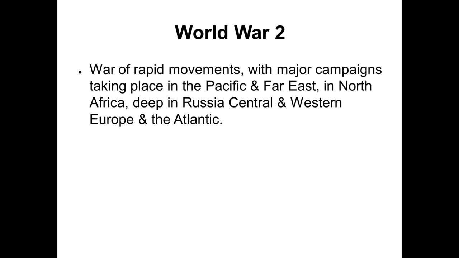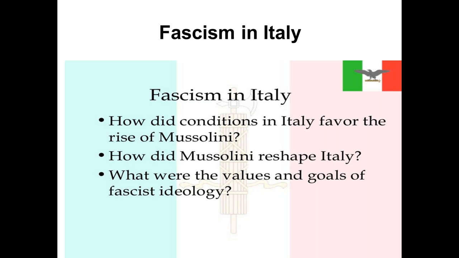Now, there were certain conditions that led to the Second World War, the most catastrophic war fought in human history till date. Chief amongst them was the rise of fascism in Italy. There were a few conditions that favored the rise of Mussolini in Italy. He actually reshaped Italy. Benito Mussolini was the dictator of Italy.